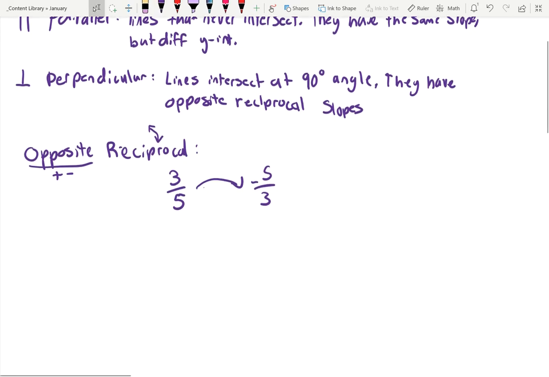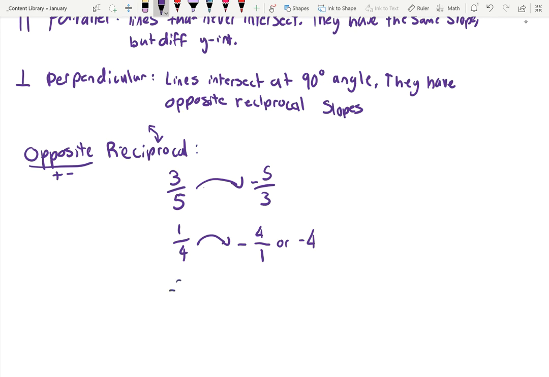Let me practice this a little bit to make sure we really understand it. What about 1/4? What's the opposite reciprocal of that? Because it's positive, the opposite would be negative, and then flip the fraction, so 4 on top, 1 on bottom: negative 4 over 1. This is the same thing as just negative 4. So negative 4 is the opposite reciprocal of 1/4.